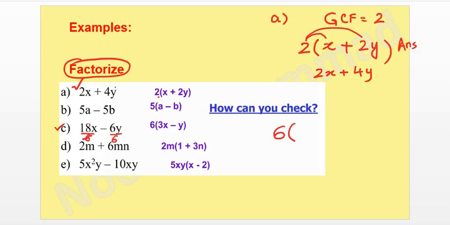So 6 times 1 is 6, 6 times 3 is 18. So it will give you 3x. Minus: the same sign that is here between the terms will go here in the bracket, and then 6 will cancel 6. So what is left? It's y. So these are the factors, or you can say this expression has been factorized.